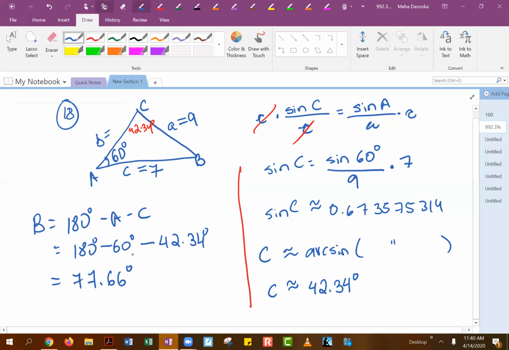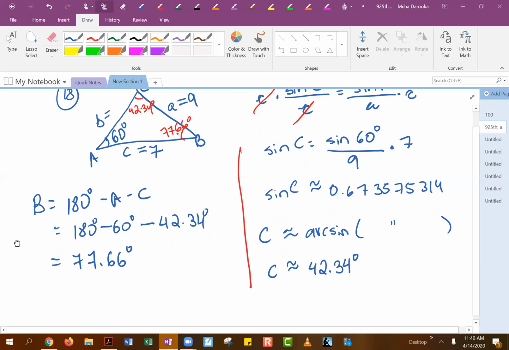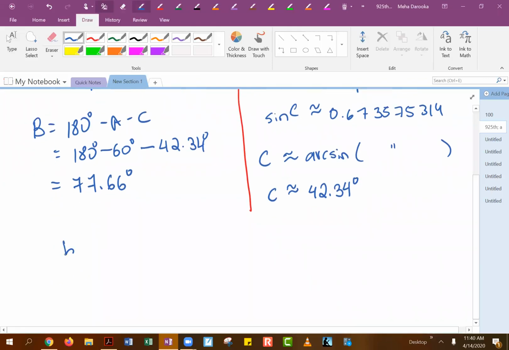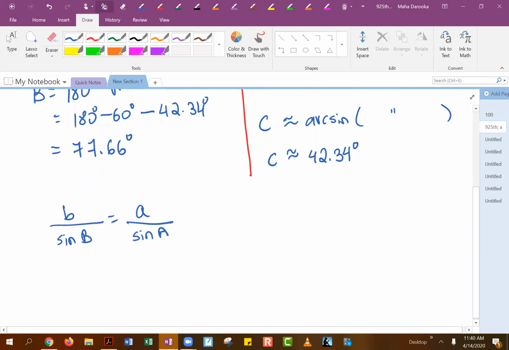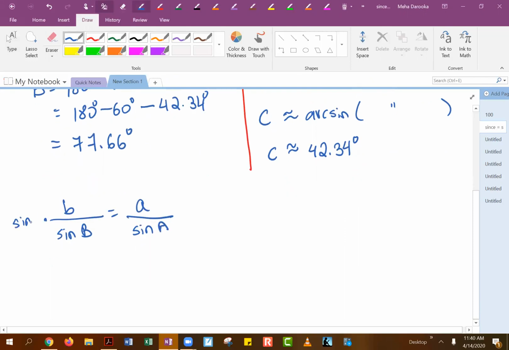Now what can we do to find our side B? Use the same thing that we did last time. Yeah, so again, since angle A and side A were given to us, I would again set it equal to those two values. And this time you are finding side B. So B will go on the top, sine of B on the bottom, and then set it equal to A over sine of A. And again, we want to move that sine B to the other side. So let me see what answer you guys get for side B.